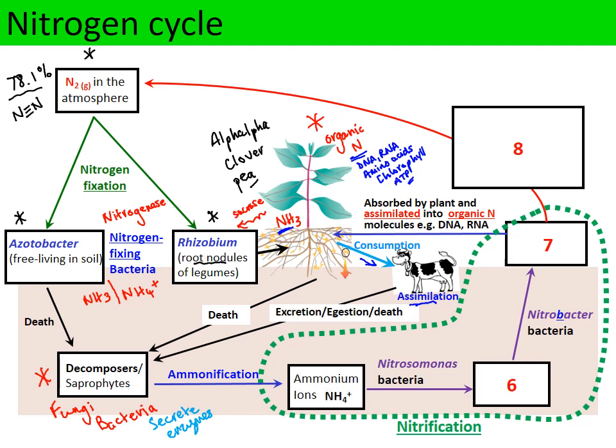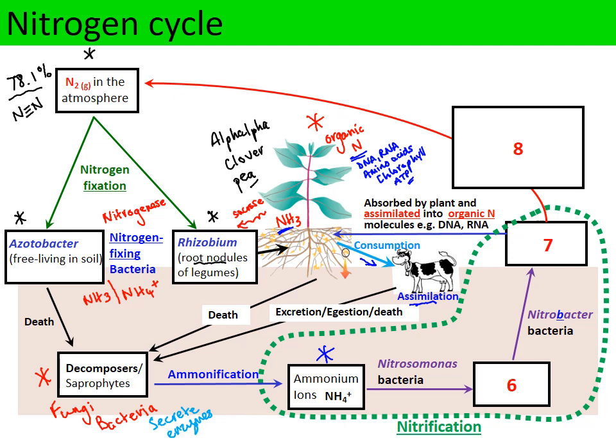So any dead organic material, any excreted or egested material can be decomposed. The saprophytes have external extracellular digestion. They break down the organic nitrogen molecules like DNA and RNA and proteins. They release the nitrogen as ammonium ions into the soil. Now, some plants can absorb ammonium ions through their root hair cells into the root cortex. But most plants preferentially absorb what are called nitrate ions.